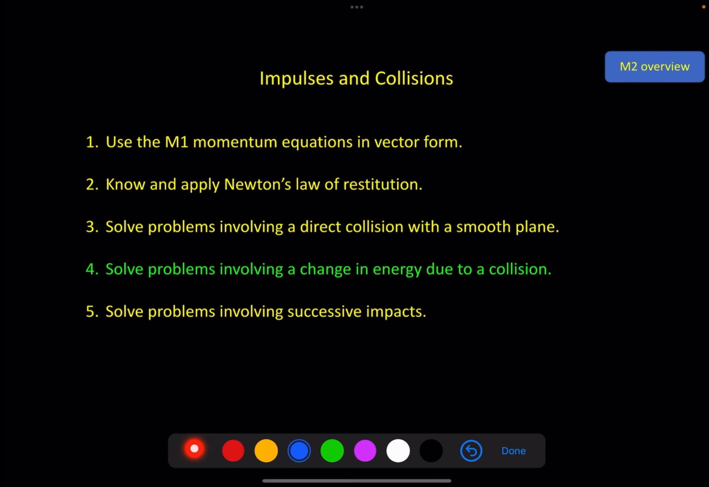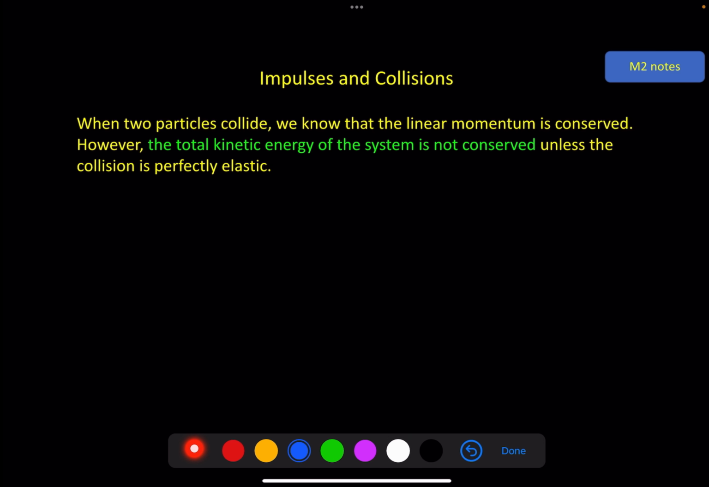In this video, we're going to solve problems involving a change in energy due to a collision. So we know that when two particles collide, linear momentum is conserved. However, the total kinetic energy of the system is not conserved, not unless the collision happens to be perfectly elastic, in which case it is.